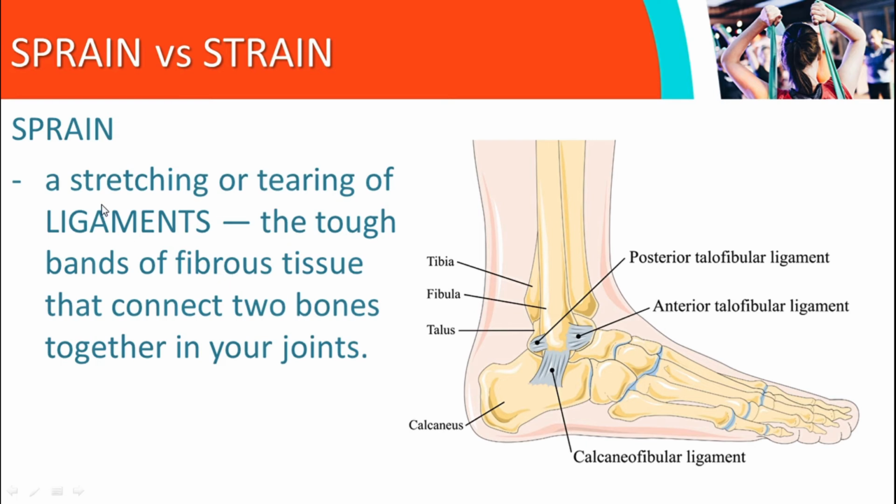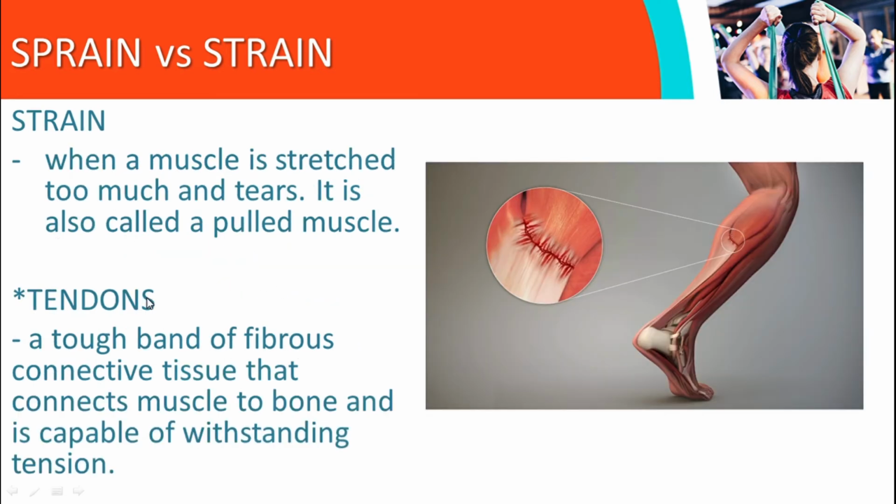Your sprain happens to your ligaments. Ligaments connect bones to bones. Strain happens to your muscles. It's the stretching or tearing of the muscles, and usually happens in your tendons, which connect bones to muscles.